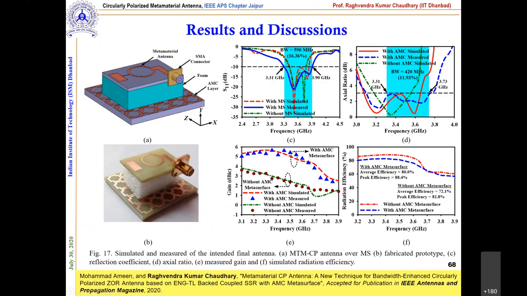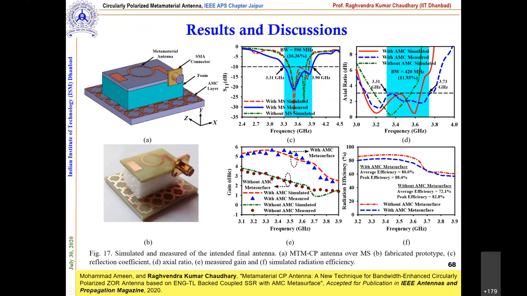And you will be surprised that we improved the gain and radiation efficiency. This is very good. Here, if you see, with the AMC structure we have 80% efficiency and the peak efficiency is 88.4, whereas without it you are getting 72 and 82. So it's a good number, we increased by 10.